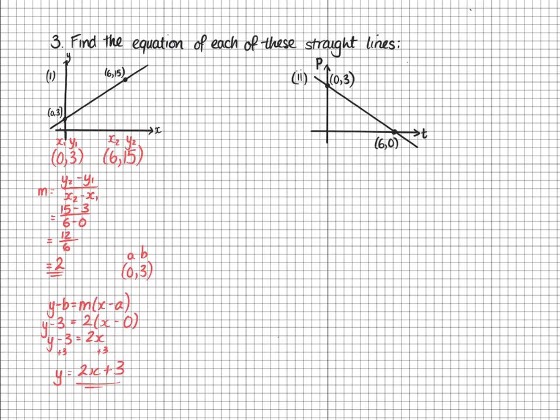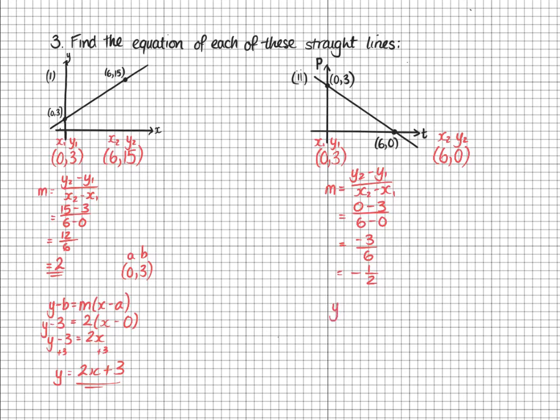Right, now part 2. So we use our points. Repeating myself again, but we'll just keep doing it until we get them all done. So we've got x2, y2, x1, y1. Again, m equals y2 minus y1 over x2 minus x1, which is 0 take away 3 over 6 take away 0. So we get minus 3 on the top and 6 on the bottom. And when we divide a negative by a positive, our answer is negative, and then 3 divided by 6 is a half.